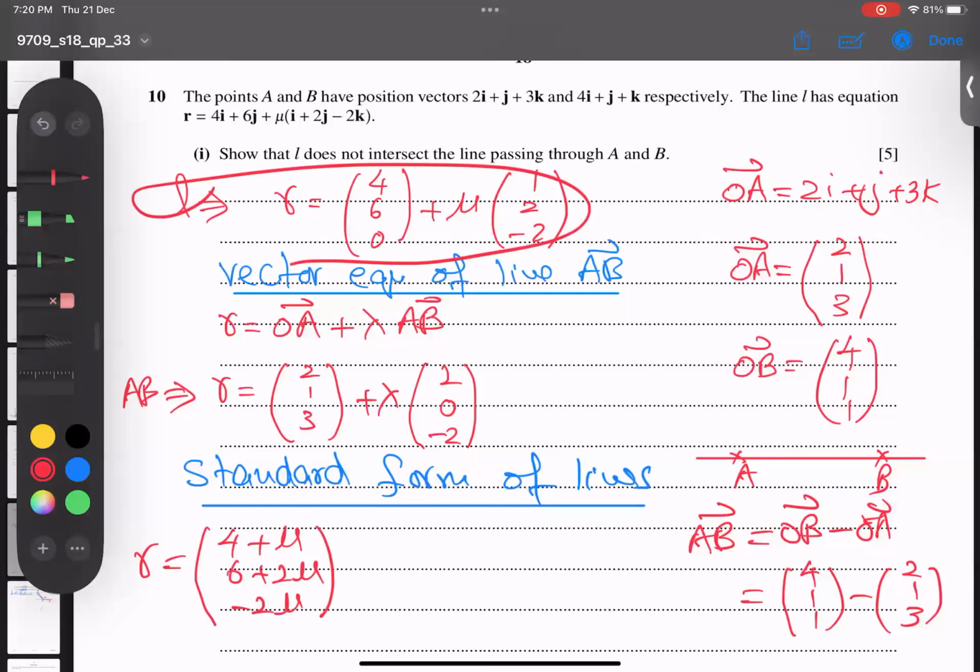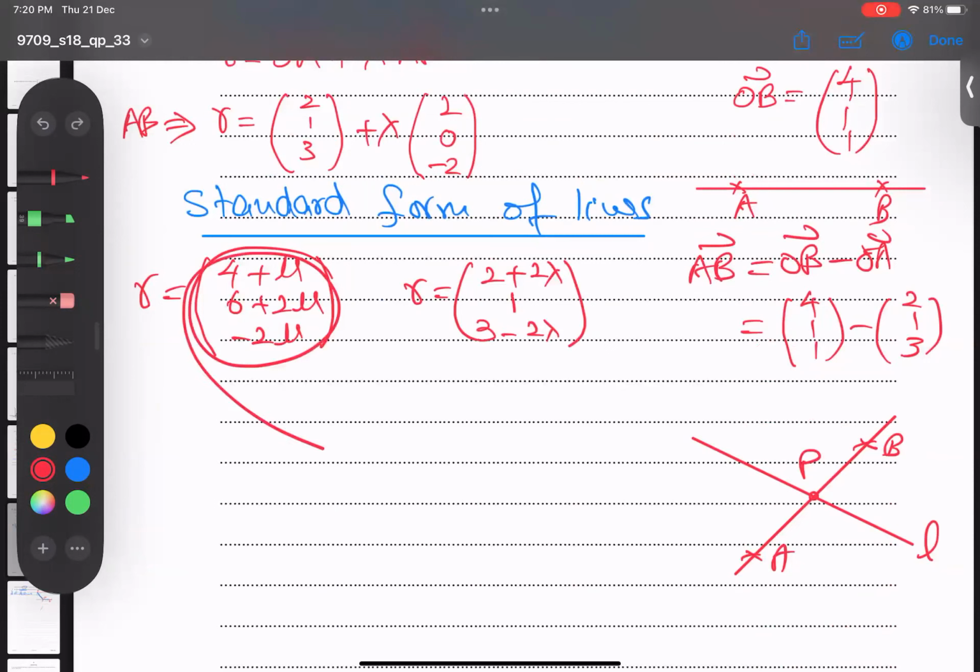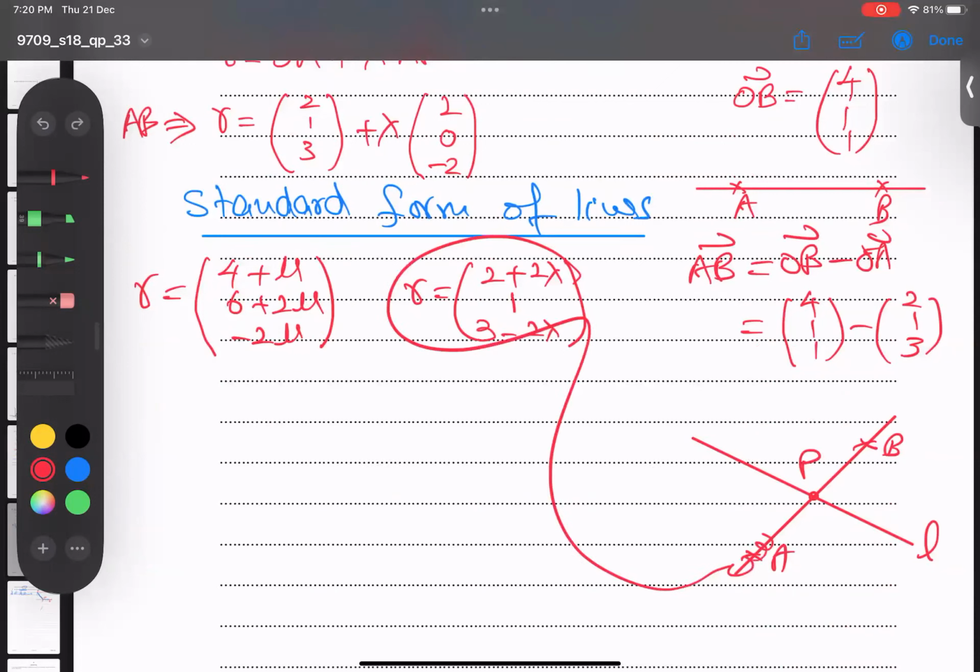Whenever I convert to standard form, this point is a line L. It represents millions, trillions of points that lie on the line. So we can say that this represents P also. And this is a line AB, which represents millions, trillions of points on the line. So this can represent P also, okay? And because they are common points, they are equal to each other. I'm writing here: as they intersect.